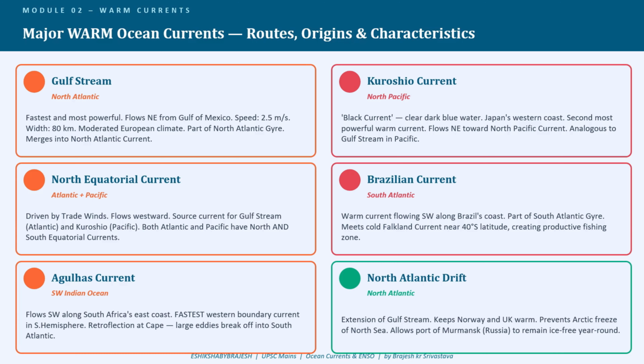For UPSC, remember the general rule: warm currents flow along the eastern coasts of continents in the northern hemisphere. Gulf Stream on US east coast, Kuroshio on Japan's east coast, and along the western coast of continents in the southern hemisphere. Brazilian current on Brazil's coast, Agulhas on South Africa's east coast.